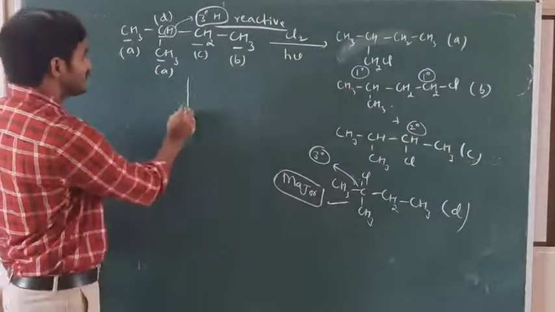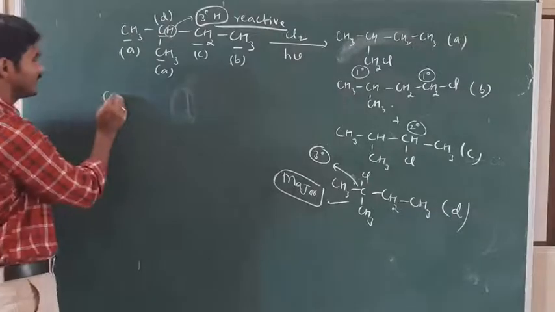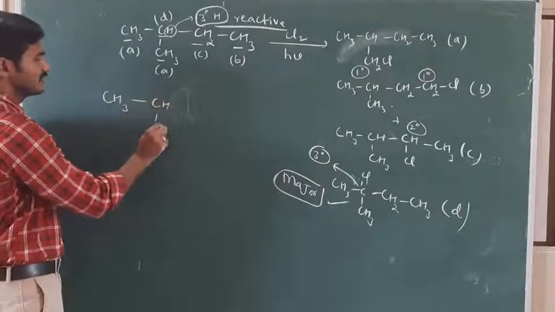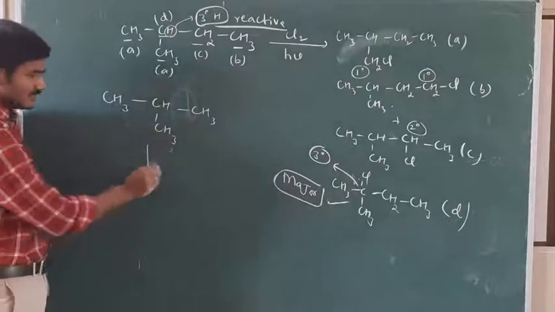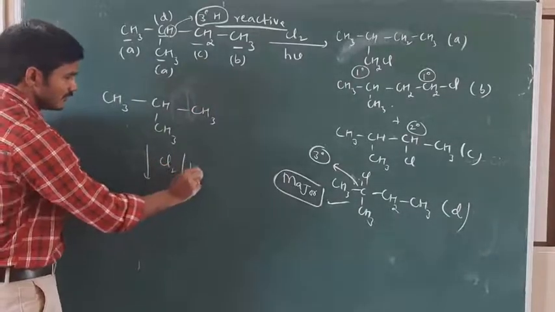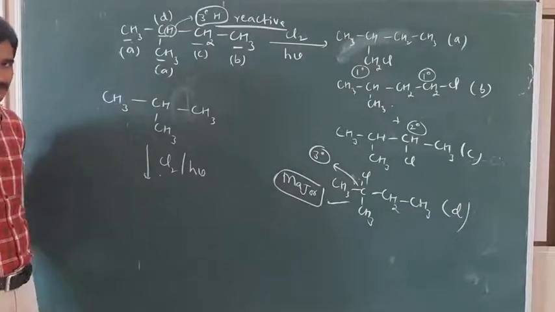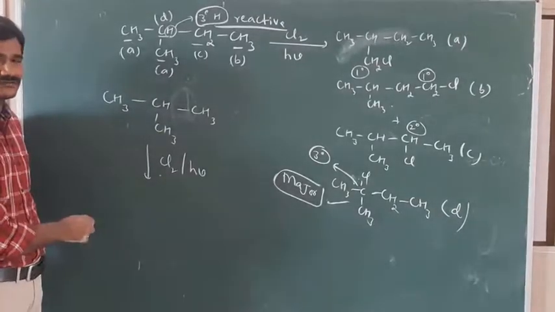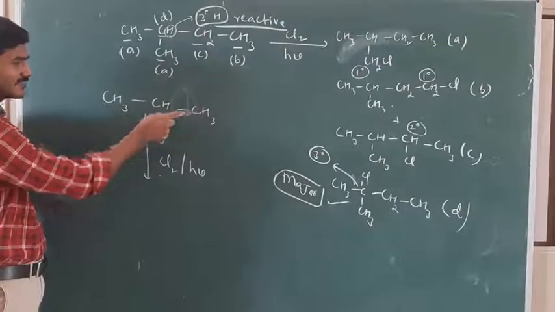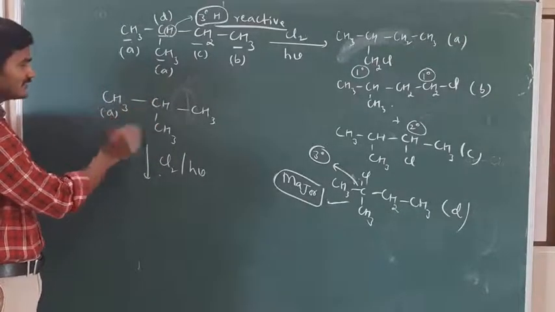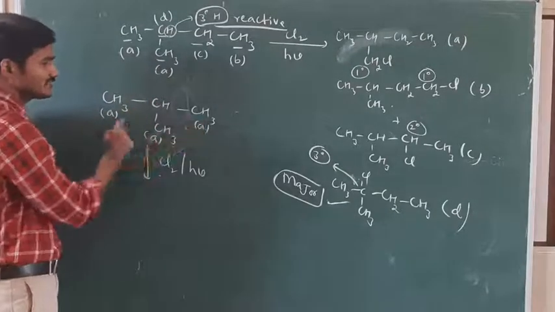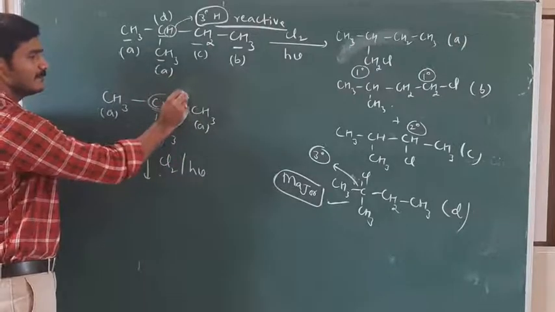If the molecule is given like this, another molecule right here, CH3, CH, CH3, CH3, on reaction with HCl, try to write the major product directly. What is the major product here? These three CH3 are same. This CH is different. Two types: this is A, all three are same, and this is different, B type.